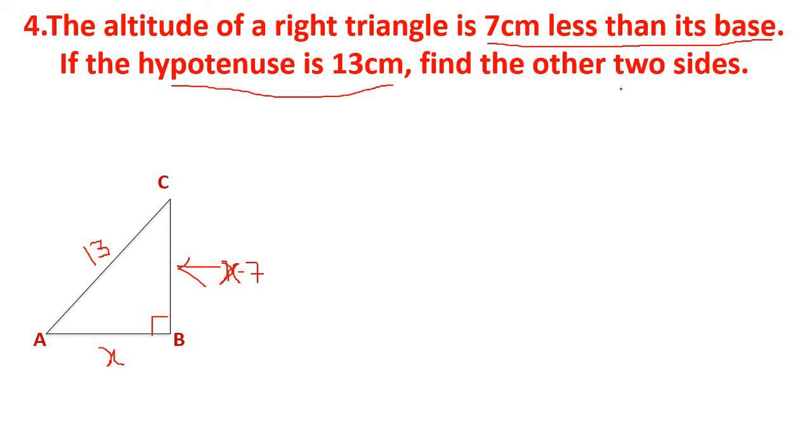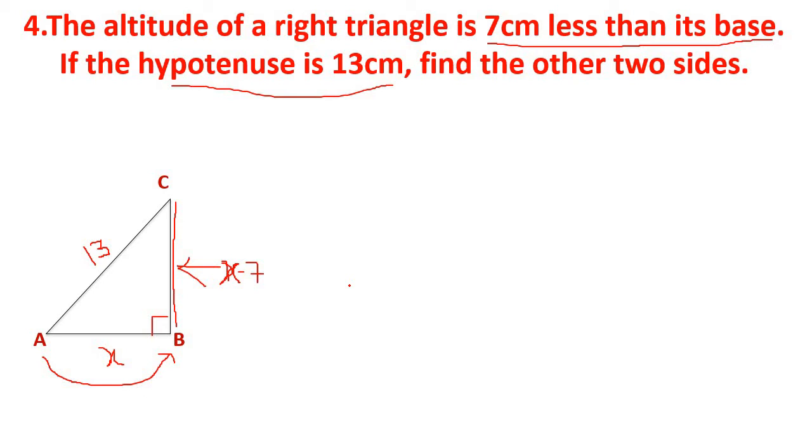So what do we have to find? We have to find the other two sides. So we have to find the length of AB and the length of BC.